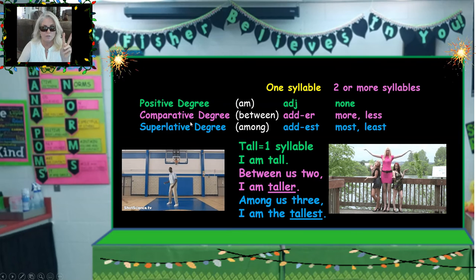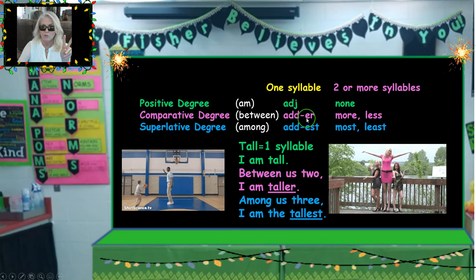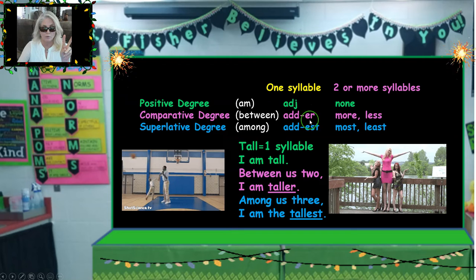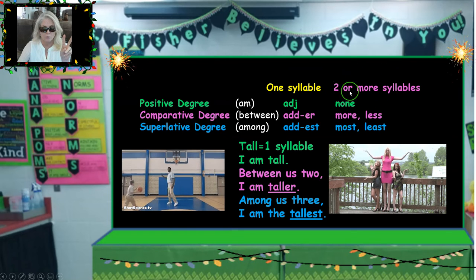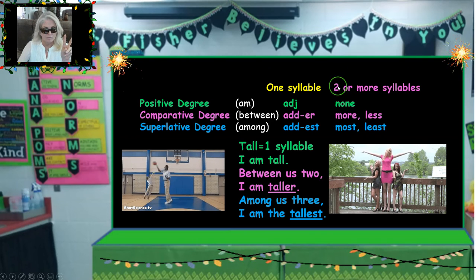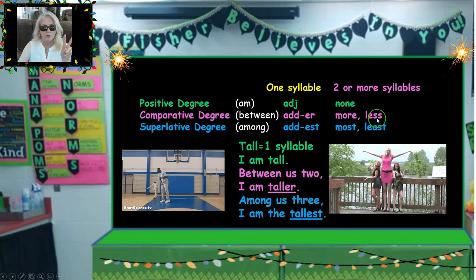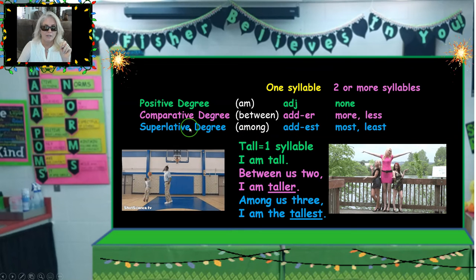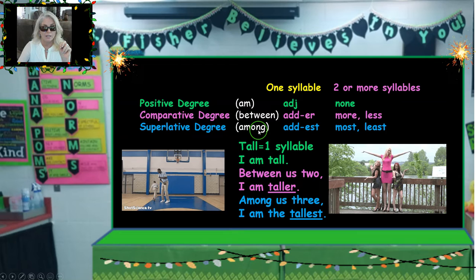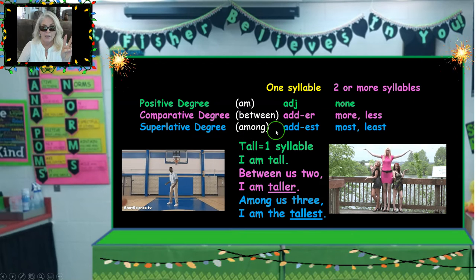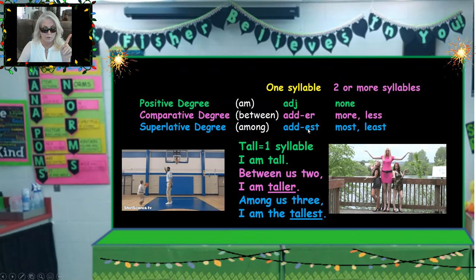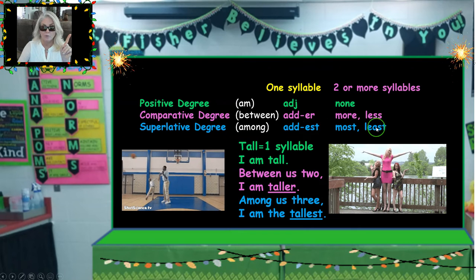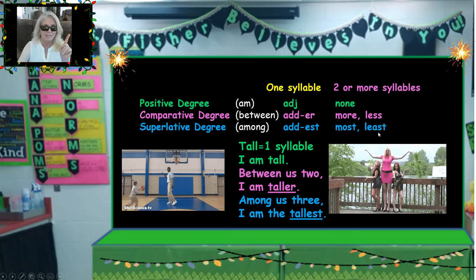In the comparative degree, there's 2. If you're comparing 2, then you add ER if it's a 1-syllable word and some 2-syllable words. But when it's 3 or more syllables, I know this says 2 or more, but 3 or more syllables, and for some 2-syllable words, we add more or less and we don't add the ER. If it's the superlative degree, then we're looking at 3 or more and we add EST to a 1-syllable word and some 2-syllable words. But to 3 or more syllable words and to some 2-syllable words, we add most or least without the EST.